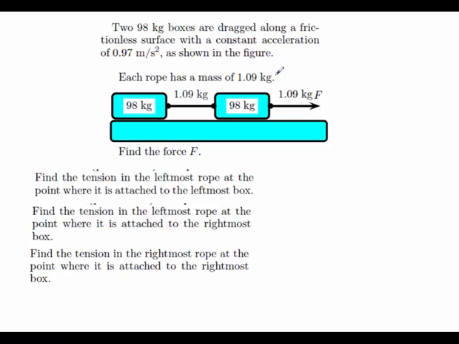This is Dr. Holt. I want to go over this University of Texas problem. Here you have two 98 kilogram boxes that are dragged along a frictionless surface with a constant acceleration of 0.97 meters per second squared, as shown in the figure. Now, the rope has mass in it. You have no friction here, so we don't have to worry about that.